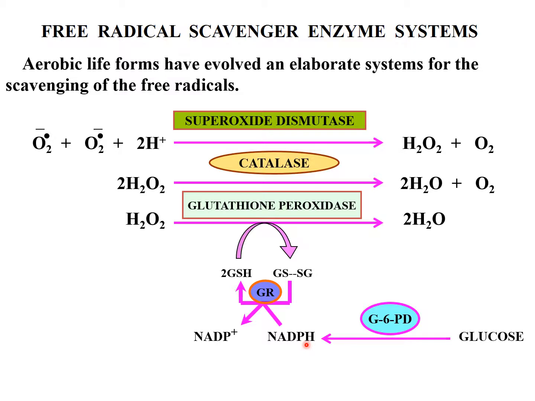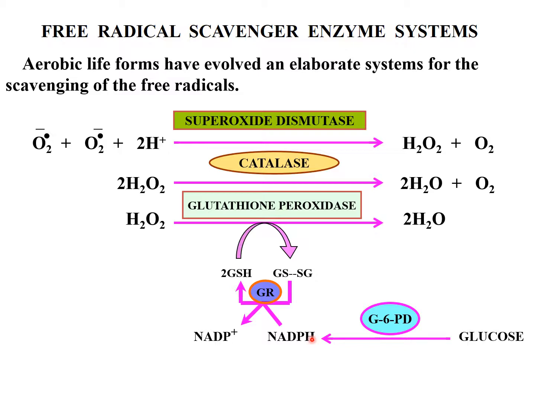NADPH is obtained from the HMP shunt pathway, where glucose passes through a series of reactions, and in that pathway one important enzyme is glucose 6-phosphate dehydrogenase, the first enzyme in the HMP shunt pathway, which generates NADPH from NADP, right? So this NADPH is a carrier of hydrogen. NADPH is different from NADH, where NADH is an energy producing molecule, whereas NADPH is a molecule which carries hydrogen.